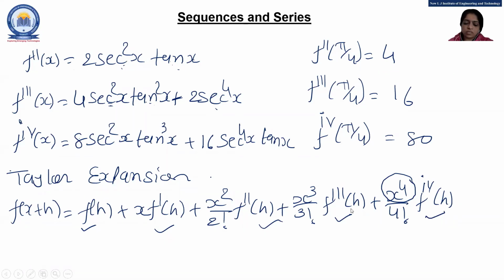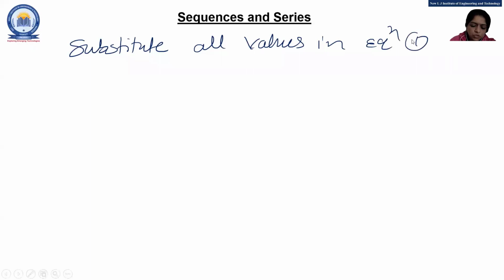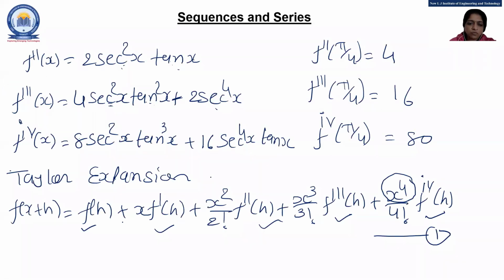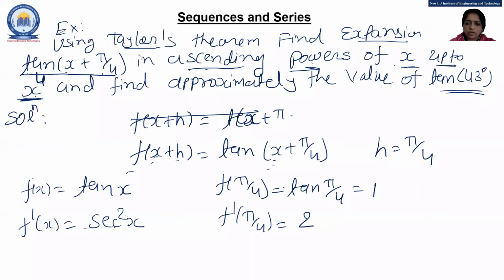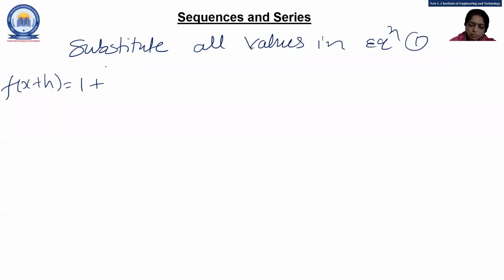Now I am going to substitute the values of f of h, f dash h, f double dash h, f triple dash h, and the 4th derivative of h in this equation, which is my equation 1. By substituting the values in equation 1, I get f of x plus h. What is my first term f of h? F of h is 1, then f dash h is 2, right? So here 1 plus x, the value of f dash h is 2, plus x square by 2 factorial.